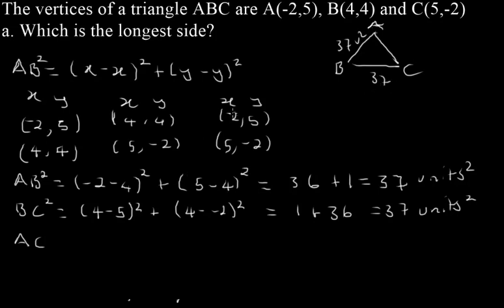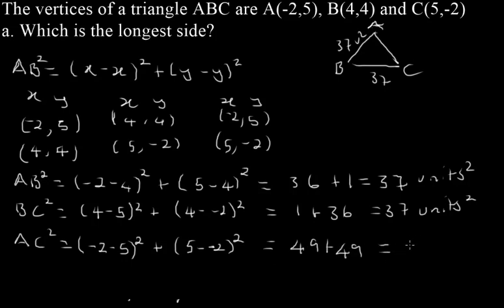AC squared equals X values, negative 2 minus 5 squared plus Y values, 5 minus minus 2 squared. Negative 2 minus 5 gives us negative 7. Squared gives us 49. Plus 5 minus minus 2 gives us 7. 7 squared gives us 49. And 49 plus 49 gives us 98 units squared.